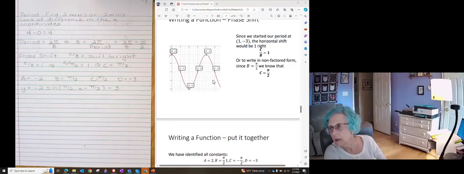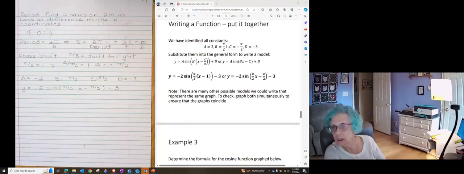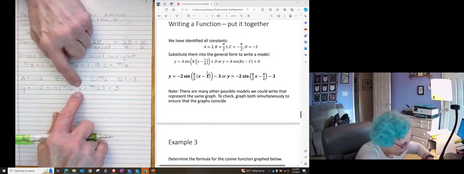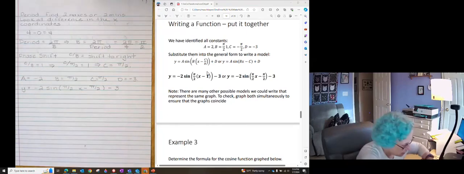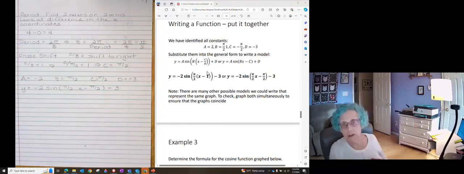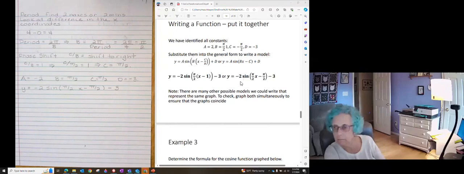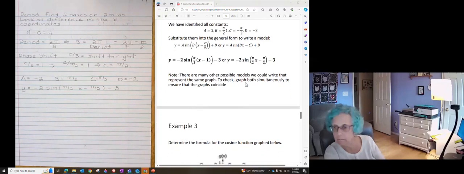All right. And here's all the pretty pictures. C over B is equal to 1. You can write it as B times x minus C over B. That's where I was confusing myself a bit. You can do it as pi halves times x minus your phase shift, rather than doing pi halves over x minus C. Okay, lots of other possible models.